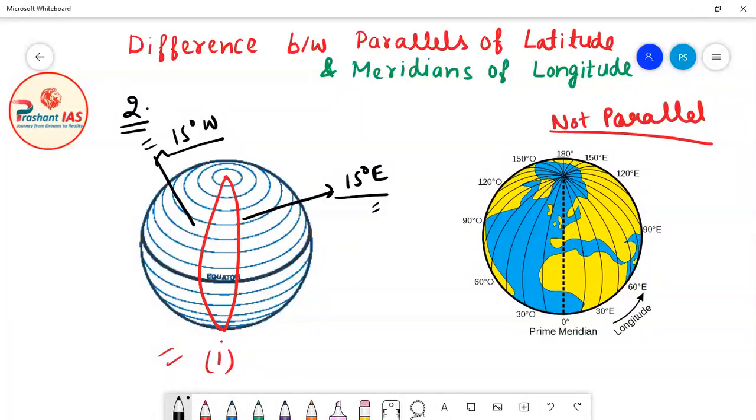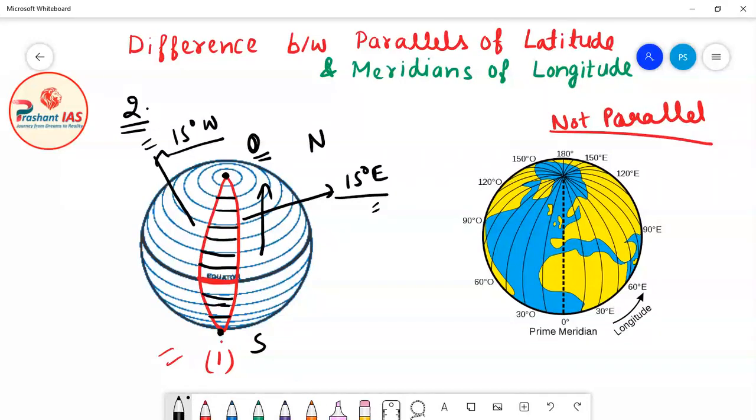You can see clearly that the distance between these two meridians of longitude is maximum at the equator. I am highlighting this distance. But as we move towards the North Pole, the distance between them continuously decreases, and finally at the North Pole the distance becomes 0. Why? Because all the meridians of longitude meet at the North Pole as well as at the South Pole. You can see here also that as we move towards the South Pole, the distance between them decreases.